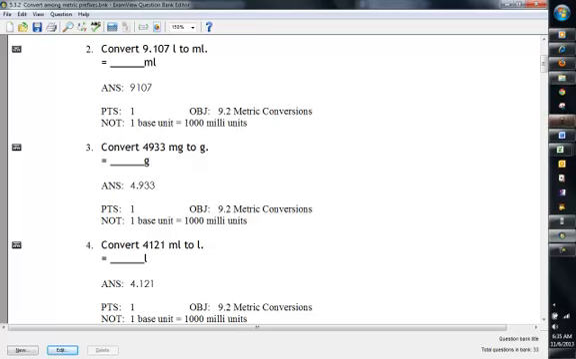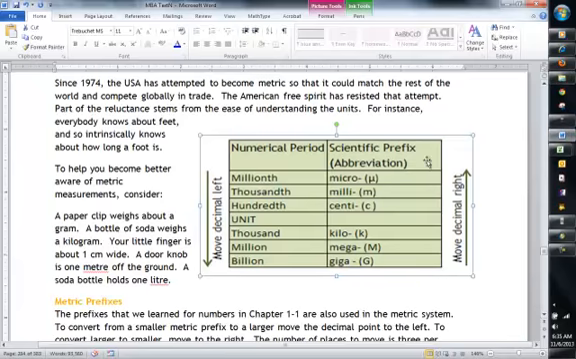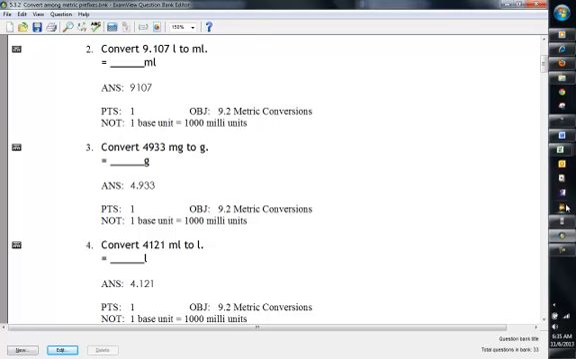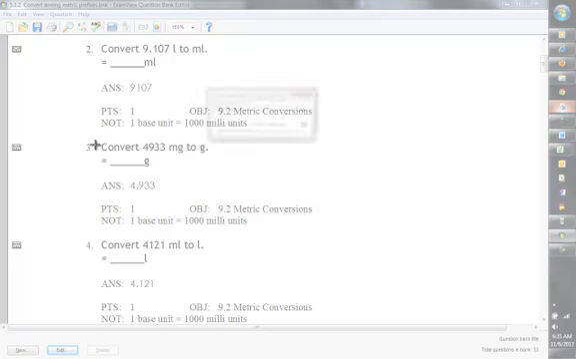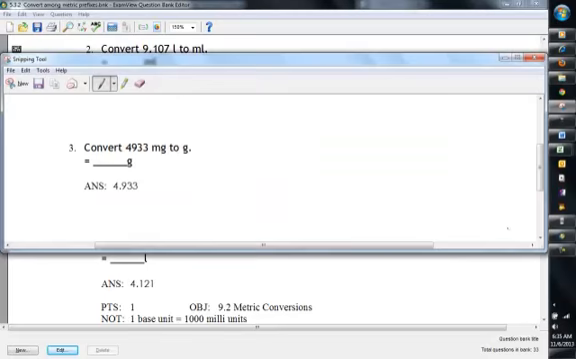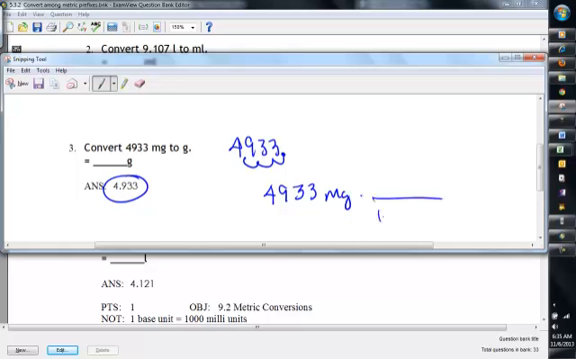Convert milligrams to grams. Okay, so milli is up here. We're going down to the unit row. Move the decimal point to the left. Four, 9, 3, 3. The decimal point started out here. We move it 3 places to the left is 4.933. We could also take 4,933 milligrams times 1,000 milligrams is 1 gram. And we would take 4,933 divided by 1,000.